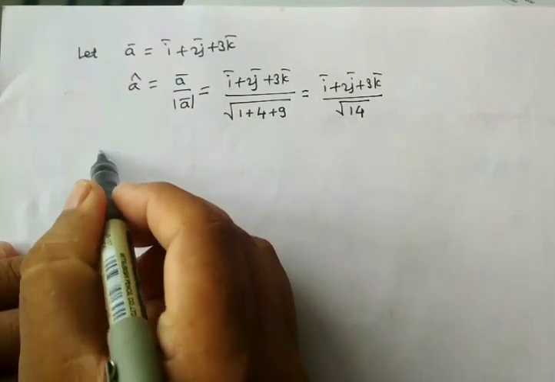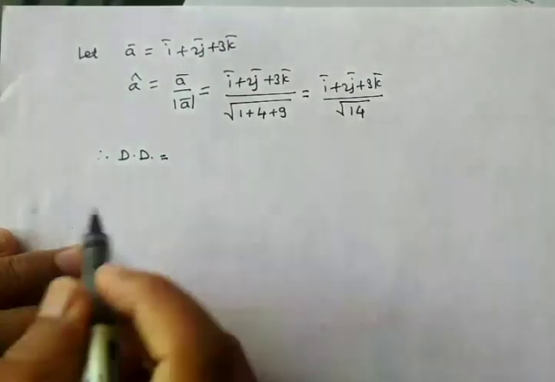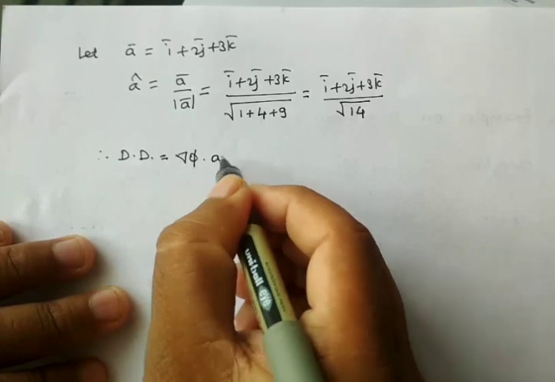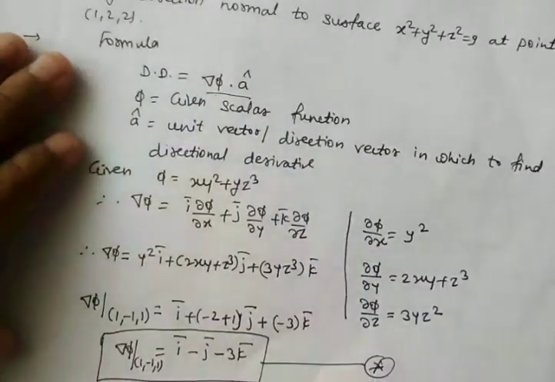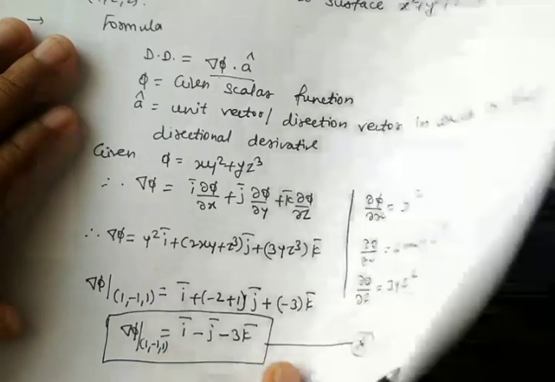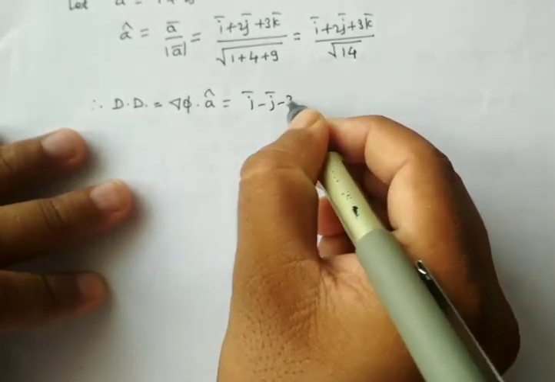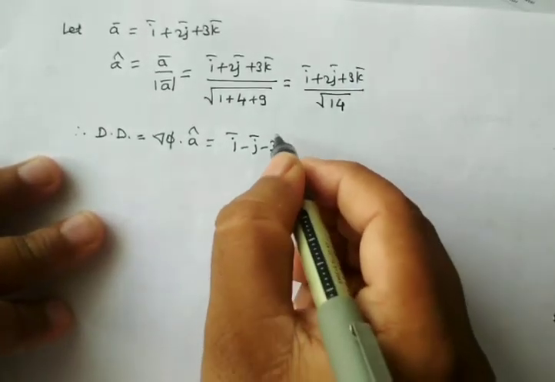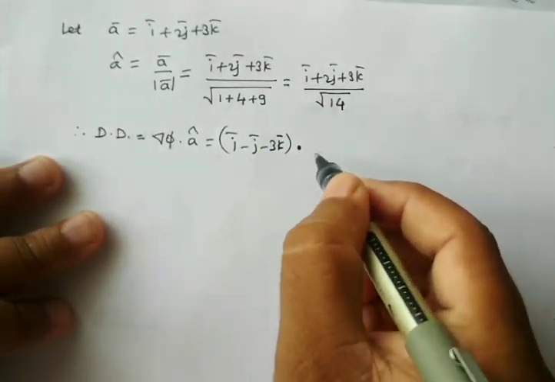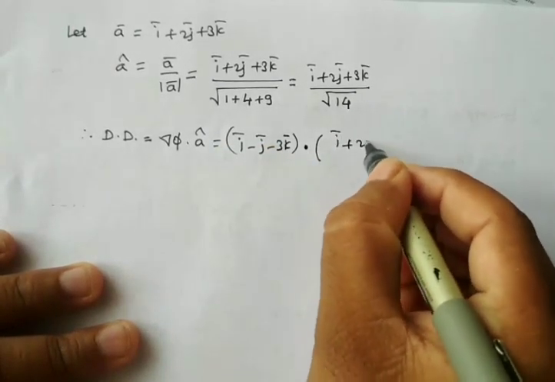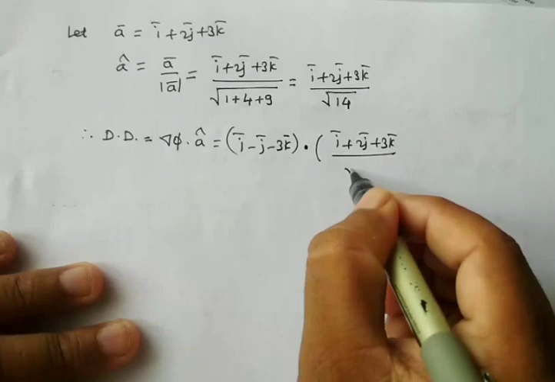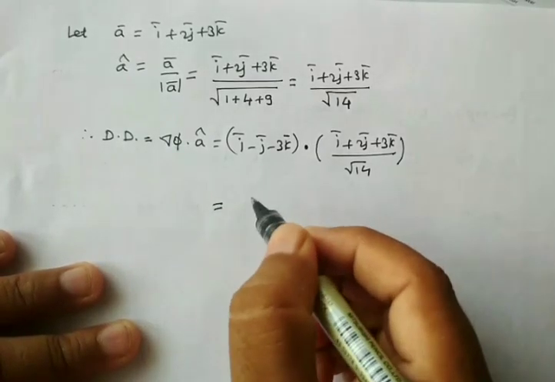Therefore the directional derivative, in short DD, is equal to del phi dot a cap. We already calculated the value of del phi at the given point. From equation star, it is i bar minus j bar minus 3k bar, dot product with a cap. a cap is i bar plus 2j bar plus 3k bar upon root 14. Taking the usual dot product.